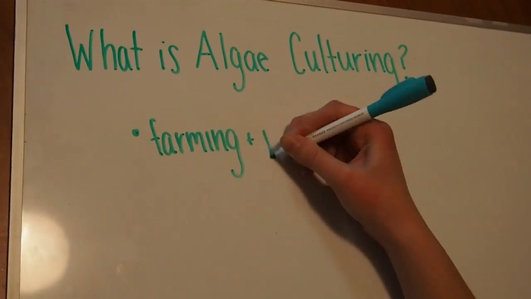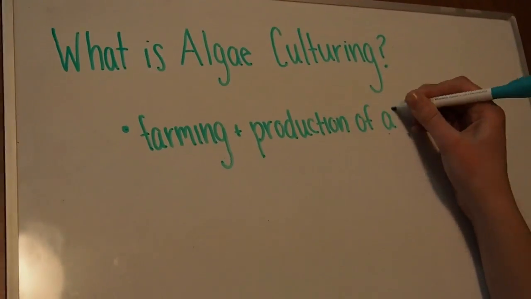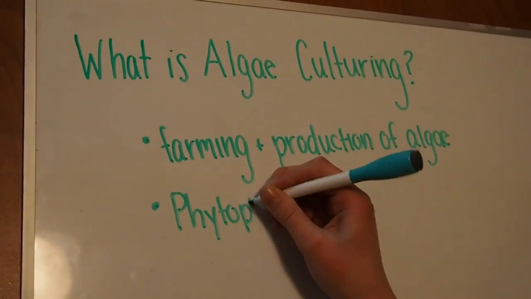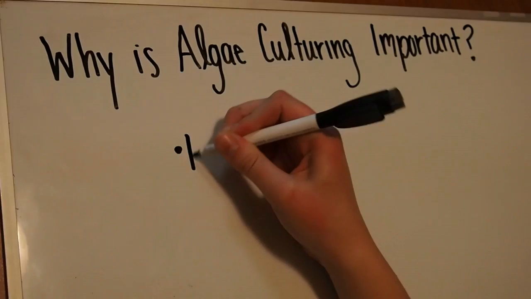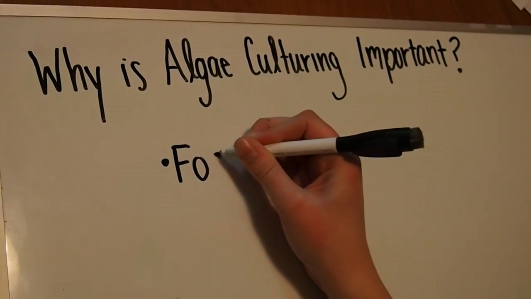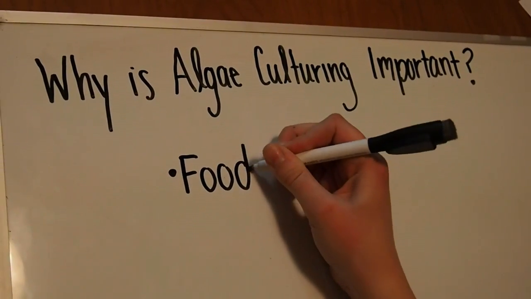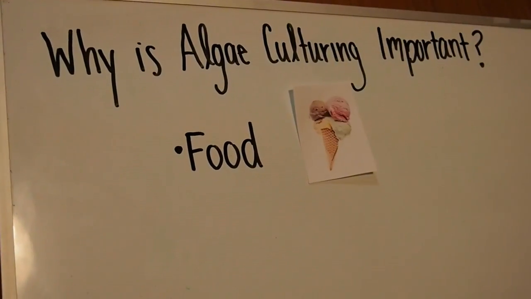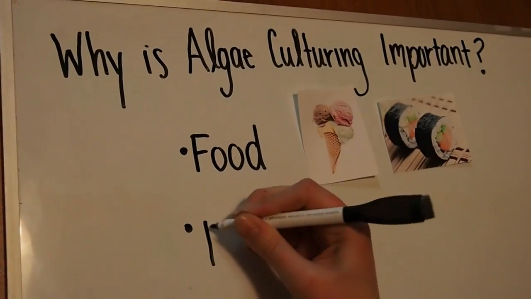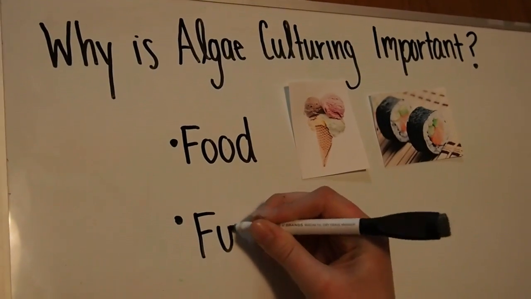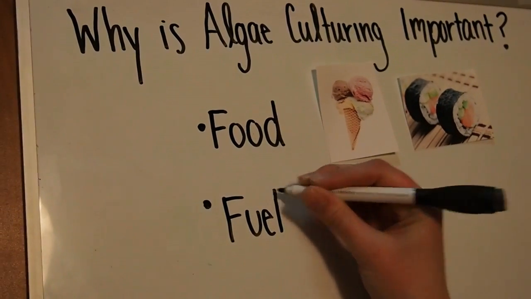Well, to start, algae culturing involves the farming and production of algae and is especially targeted at phytoplankton, which is microscopic algae. You may be wondering why it is beneficial to grow algae, so here are a few applications that algae has. First, algae is often found in food because it is an excellent thickening agent. Next, algae is used to produce biofuels as an alternative to fossil fuel consumption.